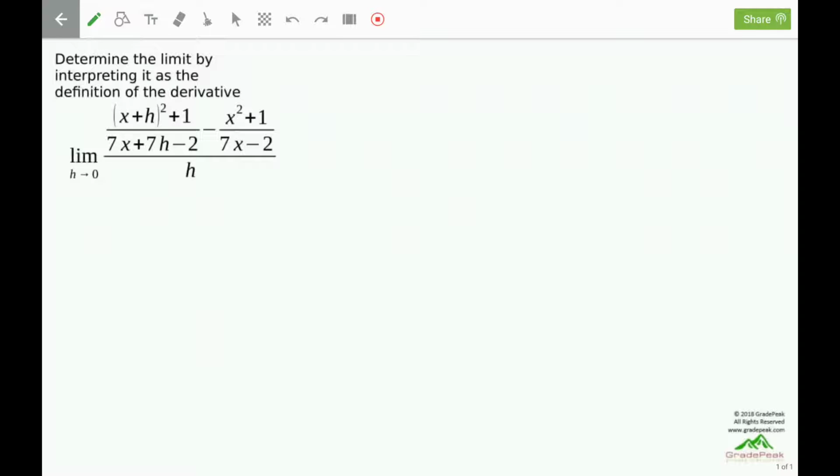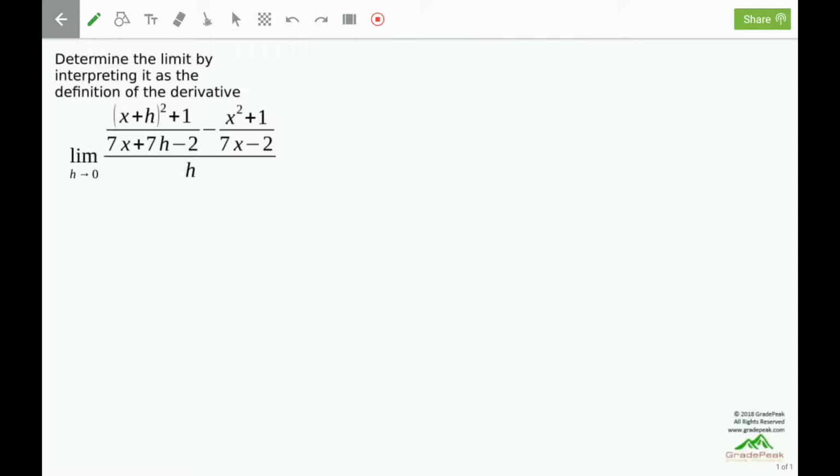Determine the limit by interpreting it as the definition of the derivative. The limit as h goes to 0 of (x plus h) squared plus 1 divided by 7x plus 7h minus 2, minus x squared plus 1 over 7x minus 2, all over h.